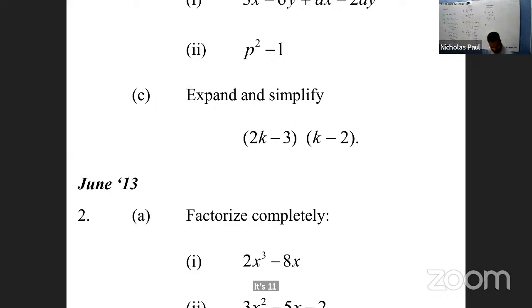Alright, expand that out fast. Let's do it again.